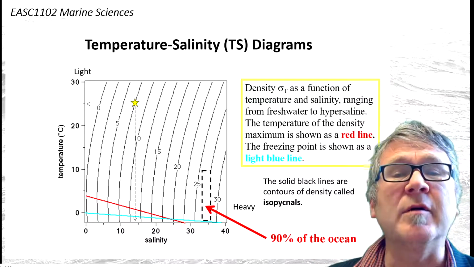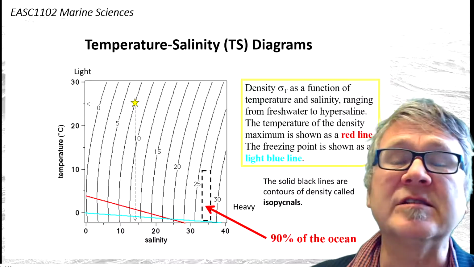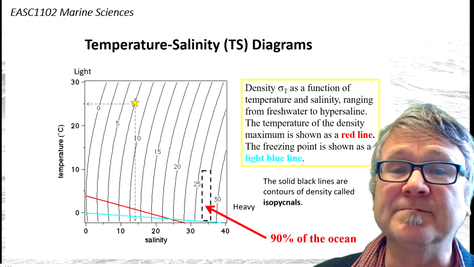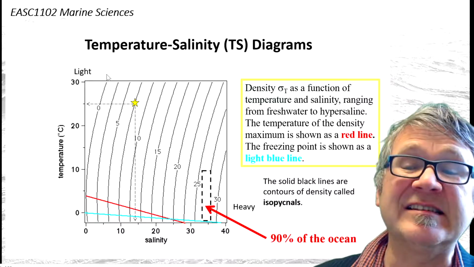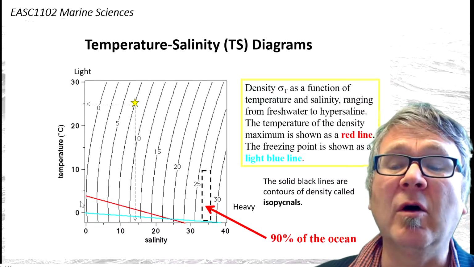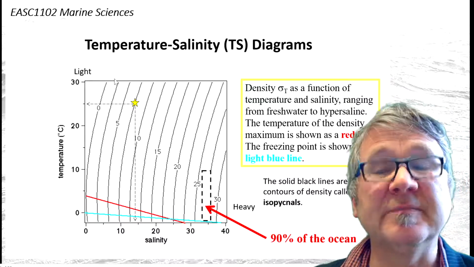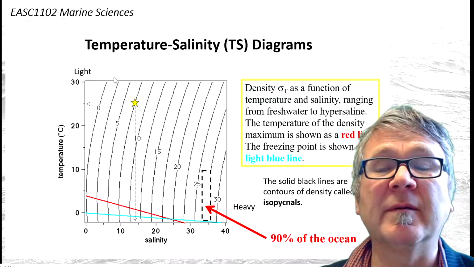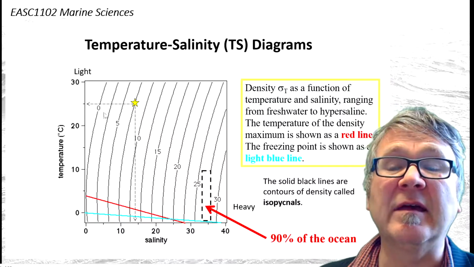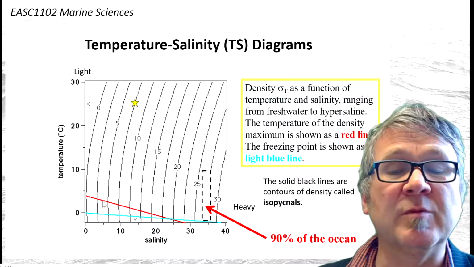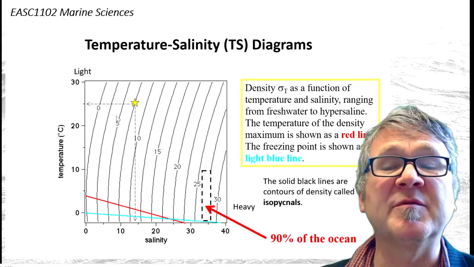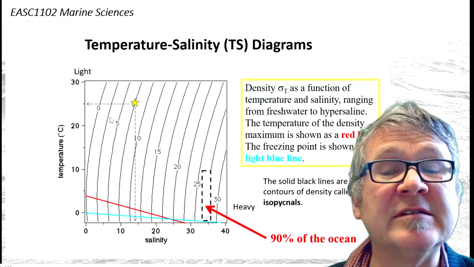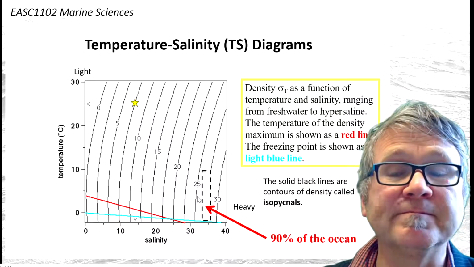Because in this diagram, it also shows you the lines of density, sigma T. So you can see a 0 line, this is a contour. All along this line, the density is 1,000 kilograms per cubic meter. And then the other lines, you can see a 5 here. This is where the density is 1,005 kilograms per cubic meter. And you can see the density increases as you move over here to the right.